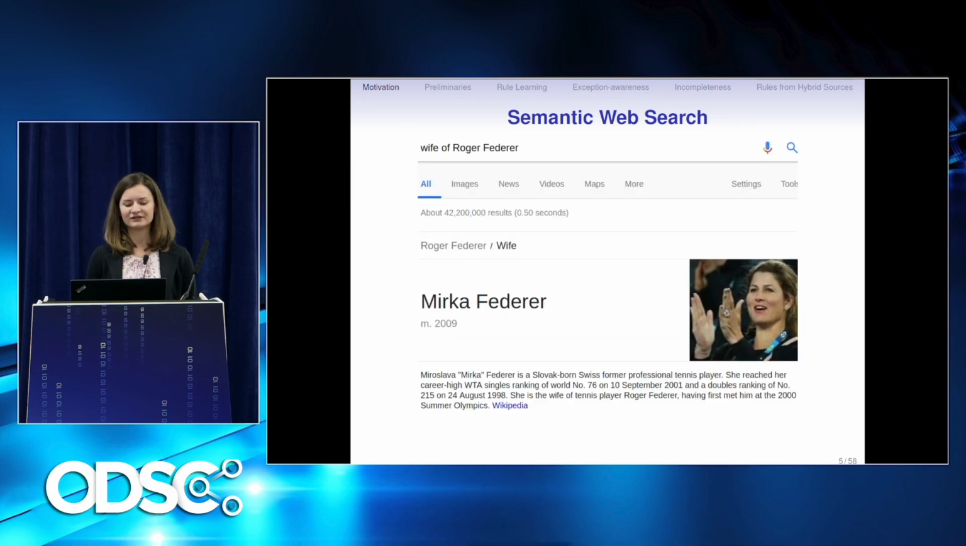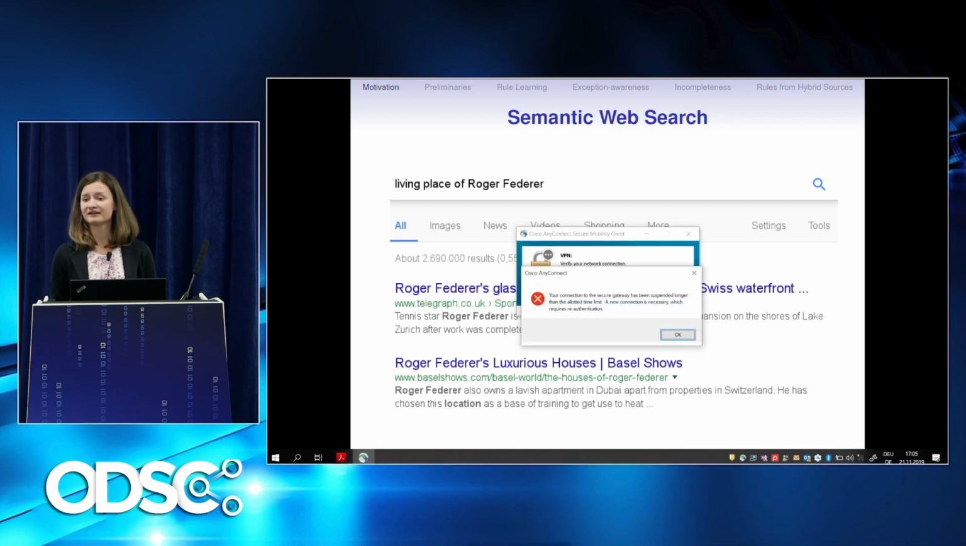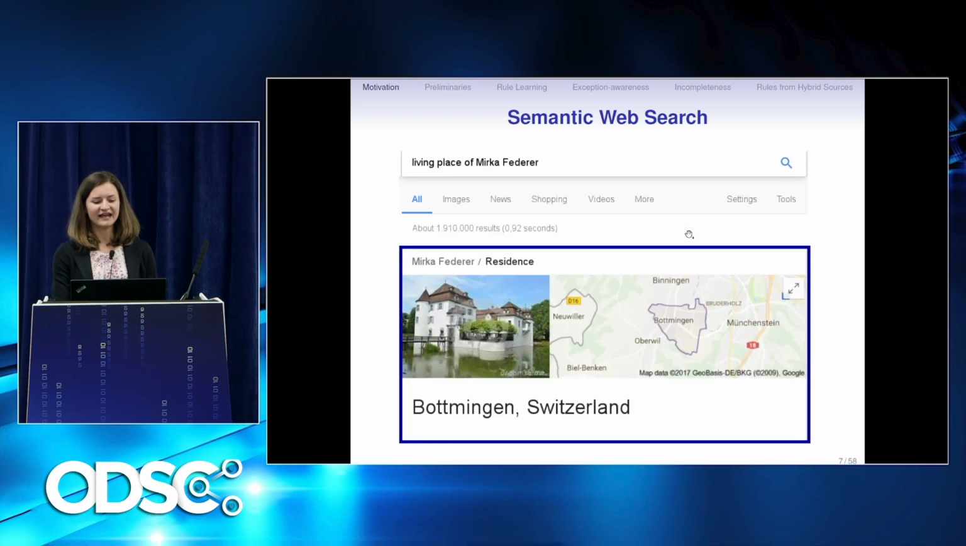You could search, for instance, for the wife of Roger Federer. And if you look for something like living place of Roger Federer, in fact, you would not get any results here. Now, you as a human being would think, actually, wife of Roger Federer, Mirka Federer, if we know where her place is, we would also know where the living place of Roger is. Well, this indeed holds. And if we search for the living place of Mirka Federer, we will get a concrete result, Bottmingen in this case.